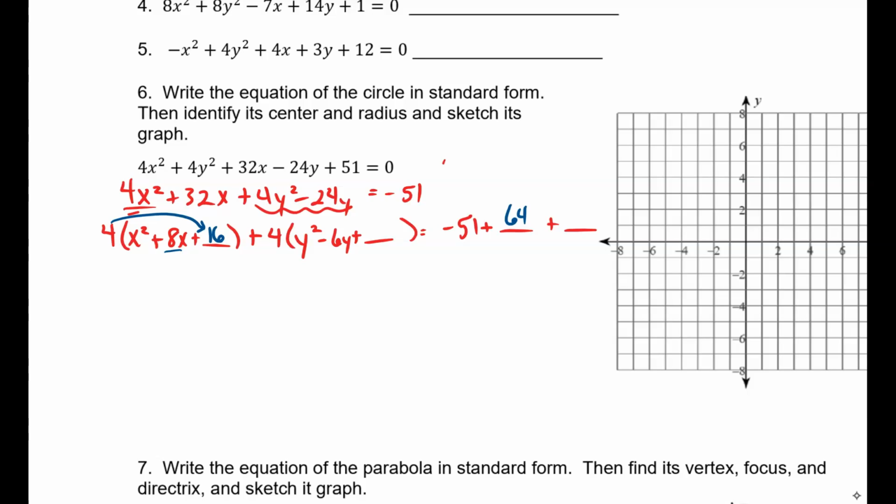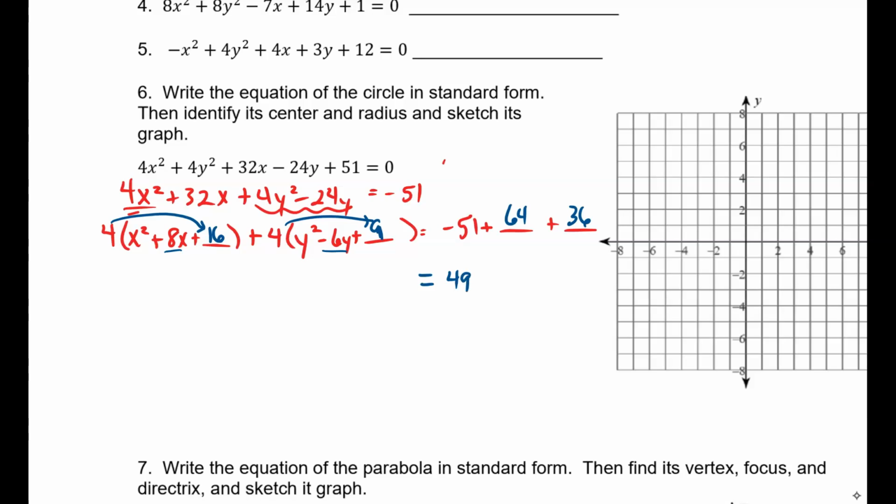Now let's do the same thing for our y's. We look at negative 6, divide by 2, and get negative 3. Negative 3 squared is 9. But I have to go 4 times 9, which gives us 36. So we simplify the right side of our equation, and we get negative 51 plus 64 plus 36. That is going to give us a positive 49.